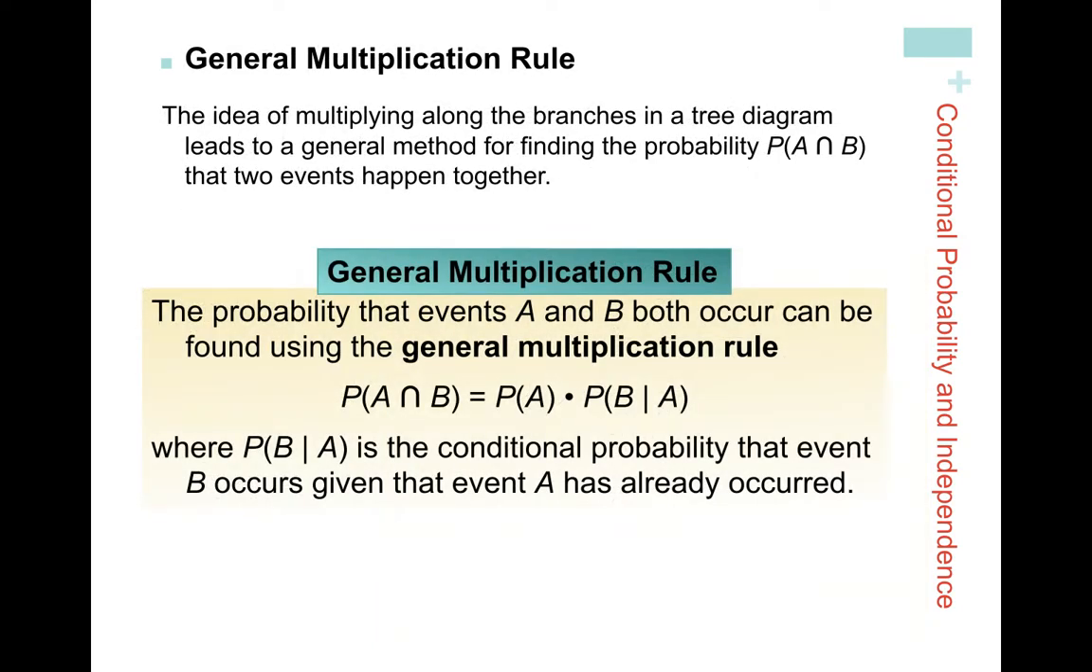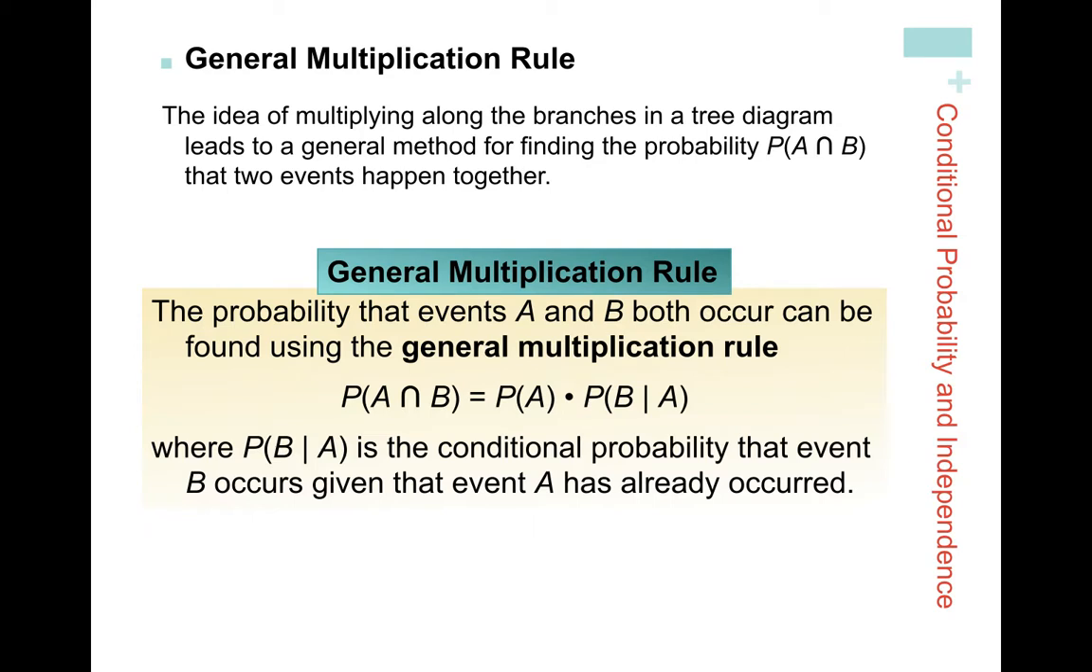Before we do a couple more examples, I'm going to teach you what is called the general multiplication rule. When you have two events, A and B, the general multiplication rule, and this is the only thing you need to memorize. There's a special multiplication rule for independent events, but it doesn't matter, because it's the same as the general multiplication rule. So the general multiplication rule is this.